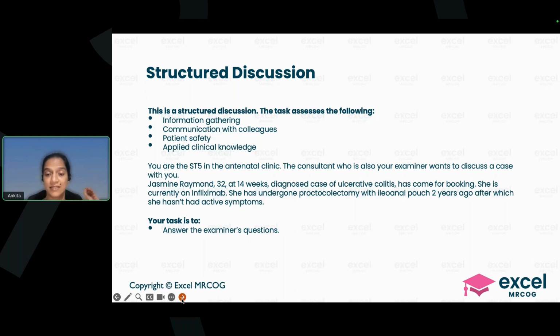Whenever you say examination, you need to say examination in the presence of chaperone with consent. This is very important for you to note. Please do not just say, I would like to examine the patient. No. You say, I would like to examine in the presence of chaperone with consent. Very, very, very important to note. And make it a habit.